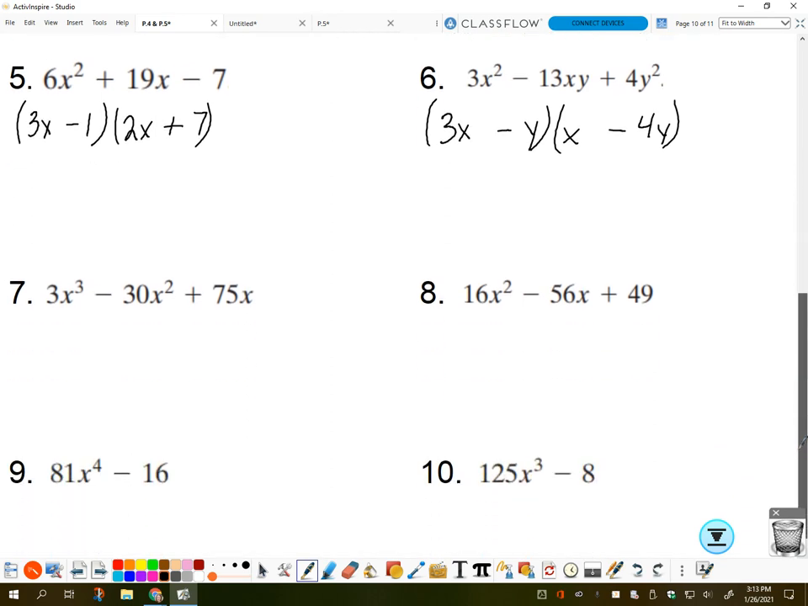All right, number 7. Let's see. I believe those are all divisible by 3, and they all contain an x. So we can take out a 3x. So that leaves us x squared minus 10x plus 25.